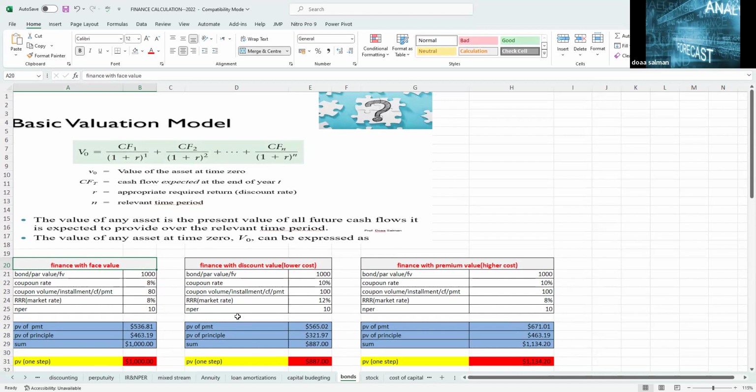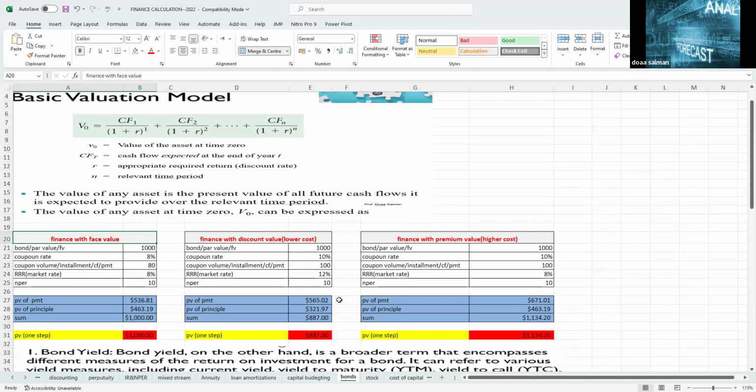We are going to do that by focusing on the same steps. But here you will see that the coupon rate is completely different from the required rate of return. The required rate of return here is higher than the coupon rate, which is 12%. And this 12% is higher than the market rate. So when you discount it, you will find that you get a lower value.